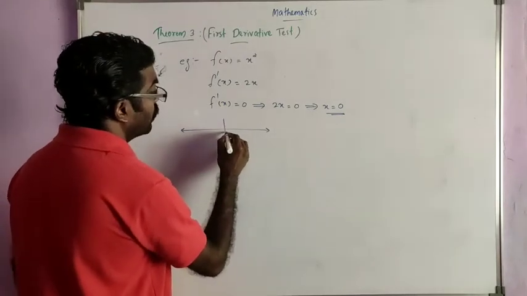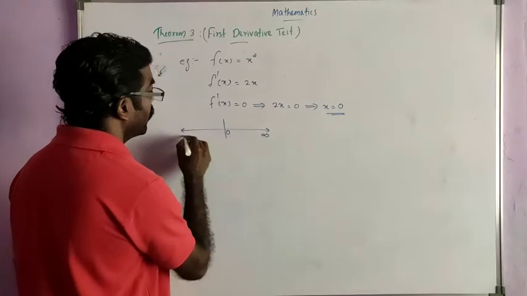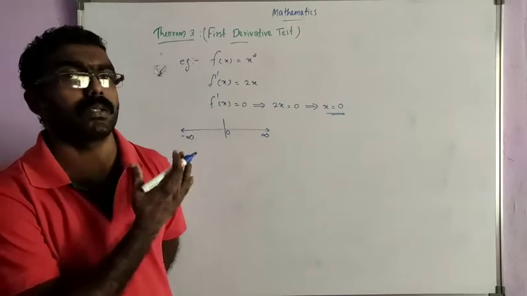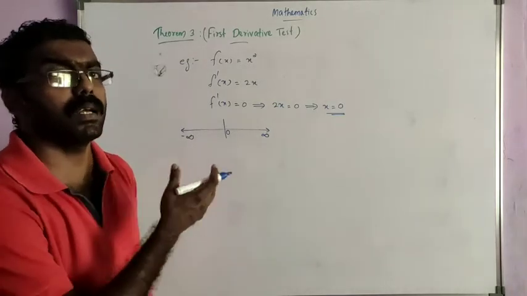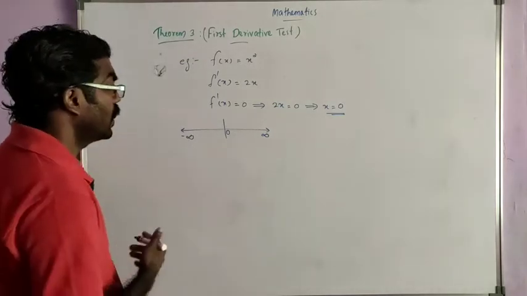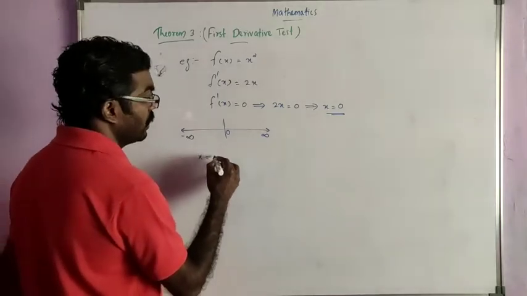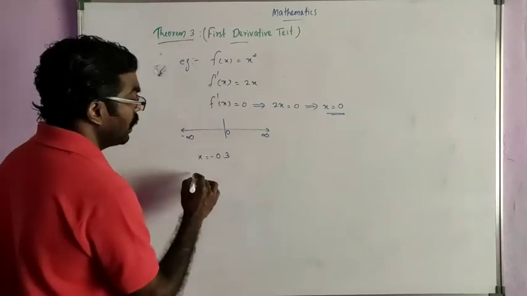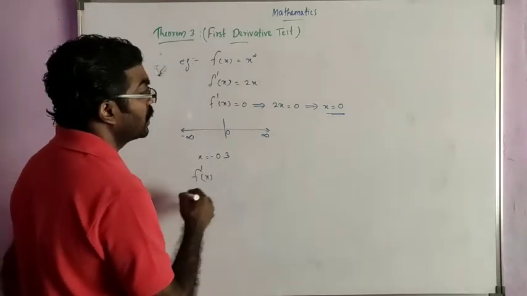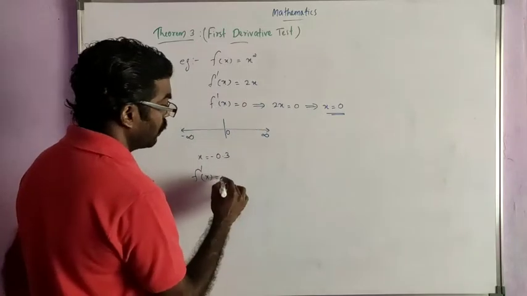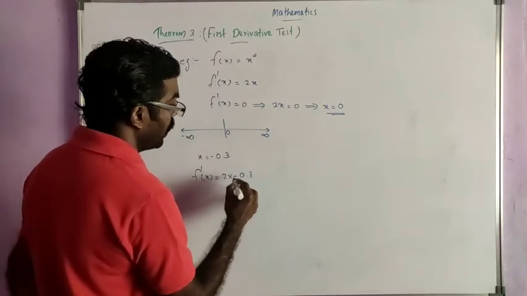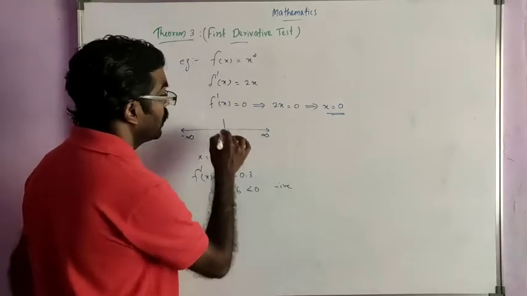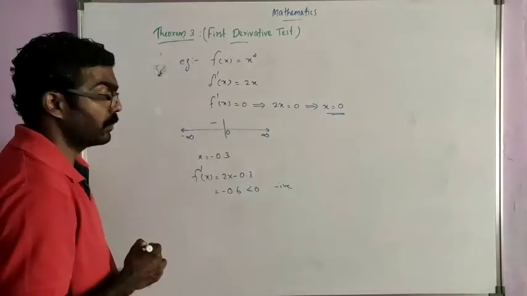Here the number 0, infinity, minus infinity. You can take a point sufficiently close to and to the left of 0, like in the first example. So here I take the x value as minus 0.3. And f dash of x is equal to 2 into minus 0.3, which is equal to minus 0.6, less than 0, negative. So here the sign is minus, negative.